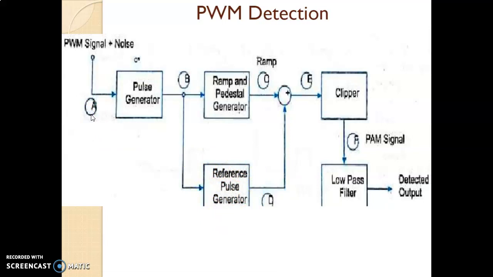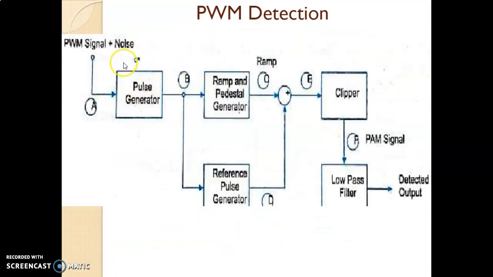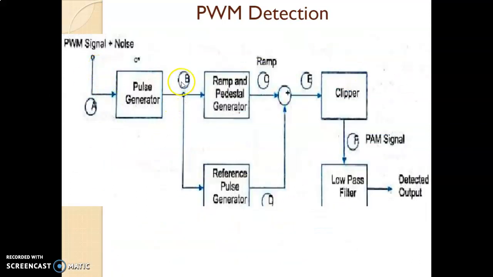At point A, you are receiving a PWM signal. So see, this is the PWM signal, but it is noise contaminated. You can see there is noise present in it. Then that signal is given to the pulse generator. The pulse generator will give proper shaping and you will get a properly shaped output, which is called the regenerated pulse waveform. That is at point B. So at point B, you are getting the regenerated pulse input.